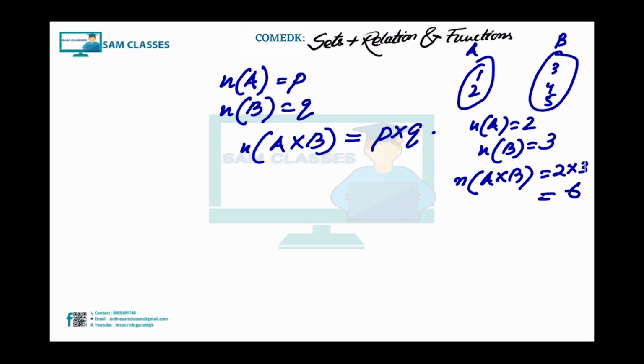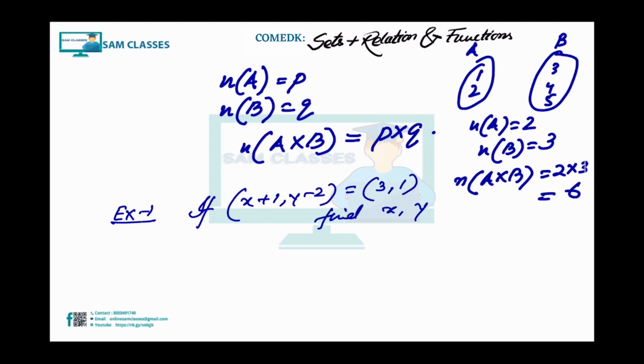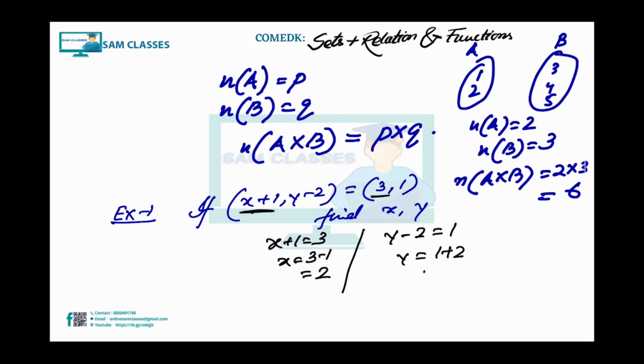So here we have the clarity. Now coming to very simple questions. Let's see one simple question. What they have given is, if we know that the ordered pair x plus 1 comma y minus 2 is equal to 3 comma 1, we have to find the values of x and y. Now I told you order matters. The first element this side will be equal to the first element this side. So what do you get? x plus 1 is equal to 3. So x is equal to what? 3 minus 1, that is equal to 2. And in a similar way, y minus 2 is equal to 1. So y is equal to what? 1 plus 2, and that is equal to 3. Pretty simple as it is, correct?